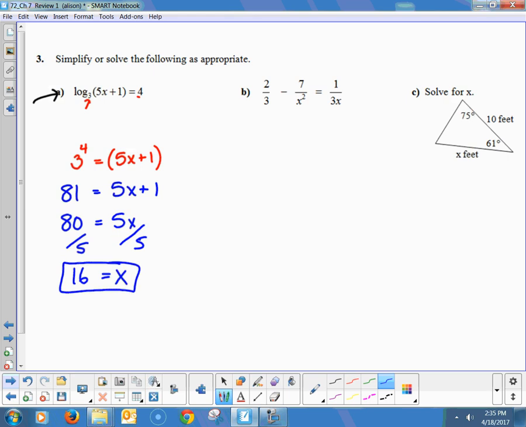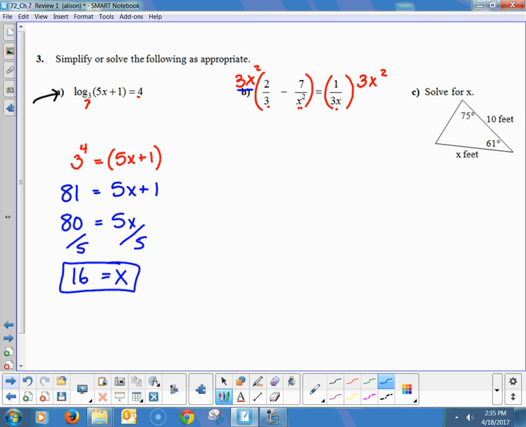Number B has a bunch of fractions, and I don't like fractions much. So what I'm going to do is multiply both sides of my equation by something that will eliminate all the fractions. And I need to eliminate a 3, an x times x, and a 3 times x. And I'm thinking 3x squared ought to do the trick. So I'm multiplying both sides of my equation by 3x squared. And I'll do this in baby steps.